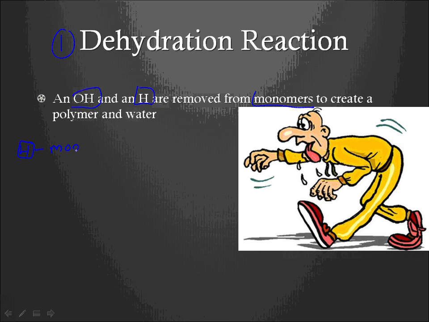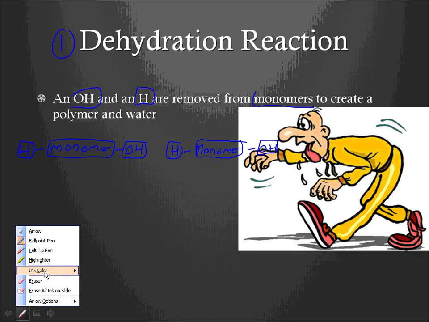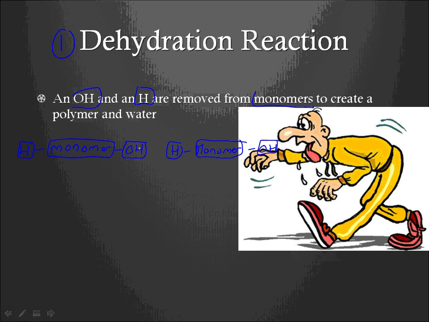So if we have a monomer, and we're not going to be specific here on what it is, one side of the monomer always has a hydrogen, and the other side always has an OH group. Well, if we have that on the other side here with another monomer, it also has an H and an OH. So what happens when these two come together? Let's do pink. When they come together, the OH group from one and the H group from the other will come together, and it's going to form water.